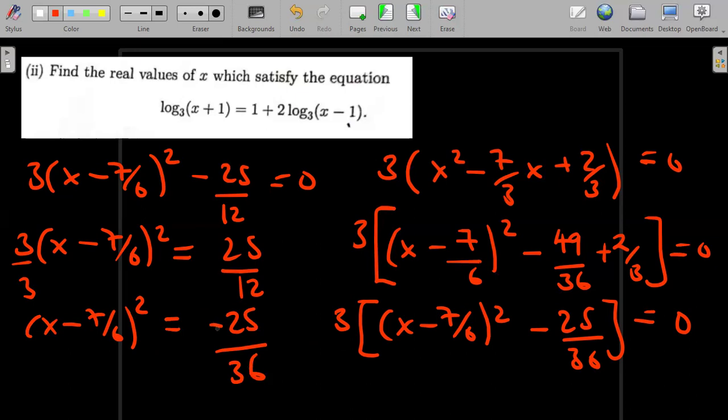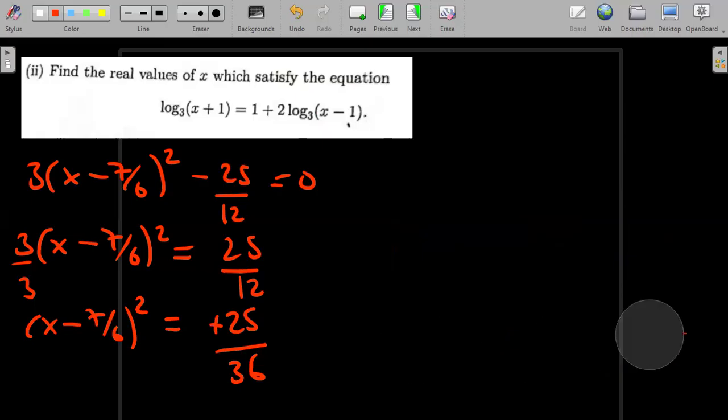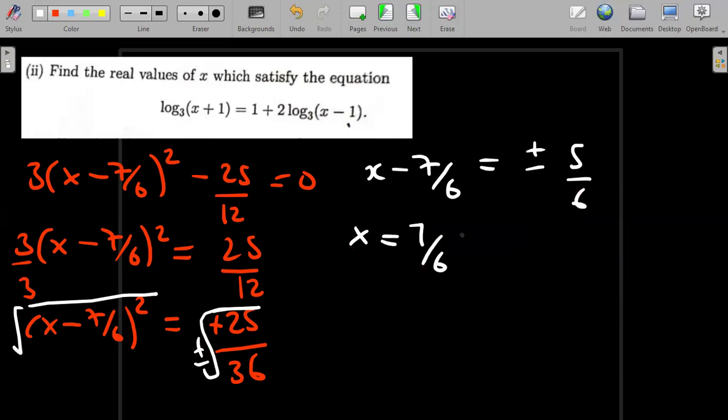Okay, this will be positive. Sorry, this is going to be positive, not negative, positive. Then from there, you introduce the square root on both sides, this side and the other side. So we take plus or minus, then you get x minus 7 over 6 is equal to plus or minus 5 over 6. And this is going to be x is equal to 7 over 6 plus or minus 5 over 6.